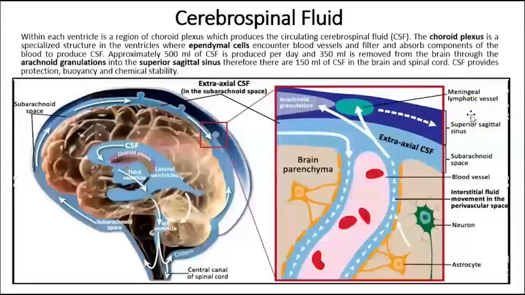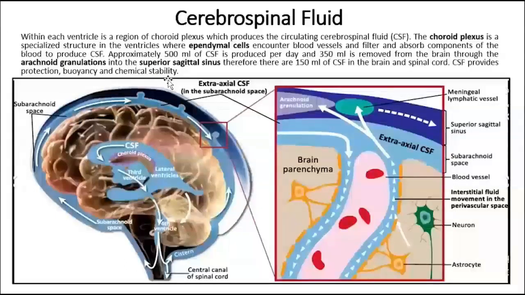So this fluid basically provides several functions, such as, for example, cushion, because if you get hit, your brain can move and can hit the inside of your skull. That doesn't happen because the cerebrospinal fluid is going to provide protection against that.